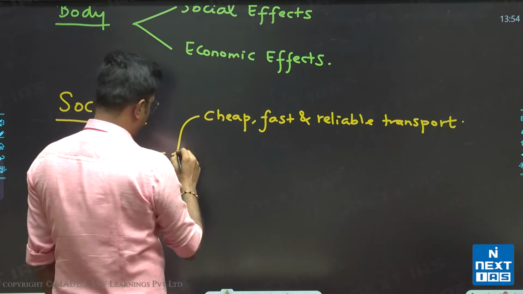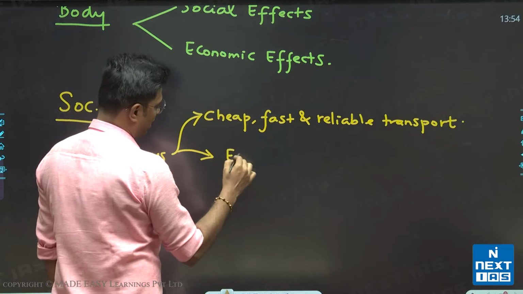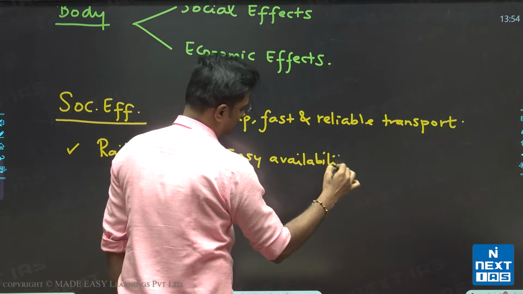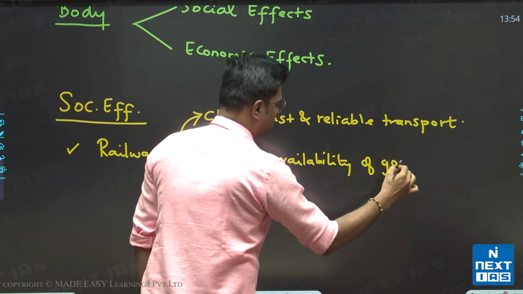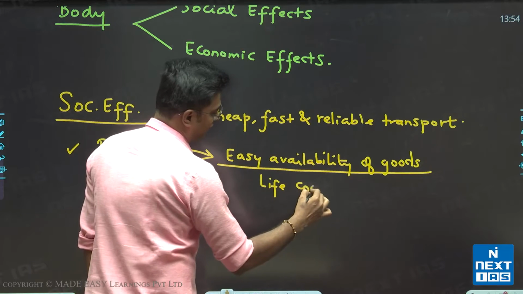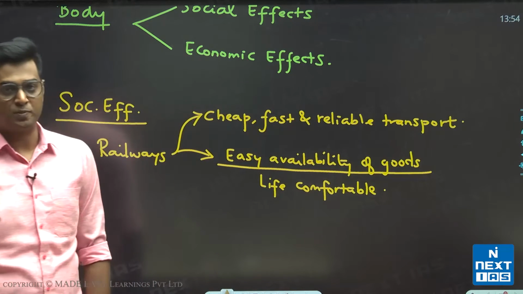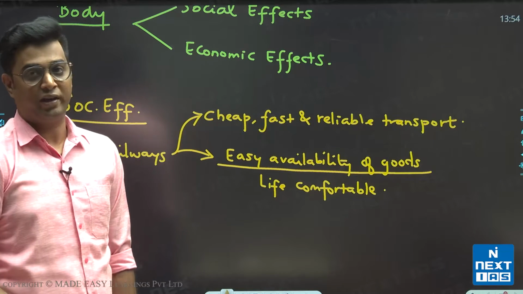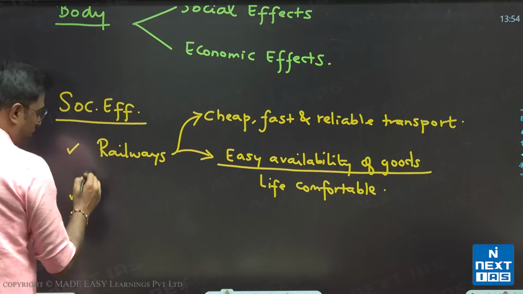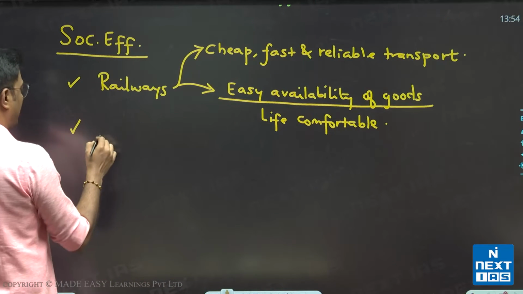The availability of such a mode of transport resulted in easy availability of goods, which made life comfortable. So the introduction of railways from a social perspective had made goods available to a greater extent and made life comfortable.